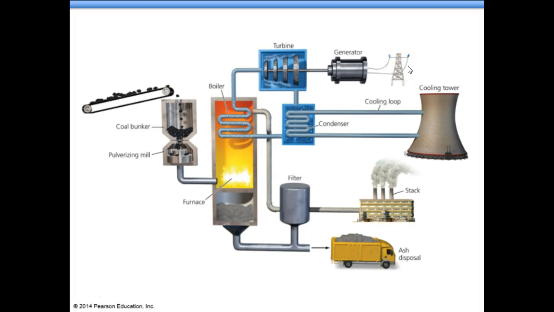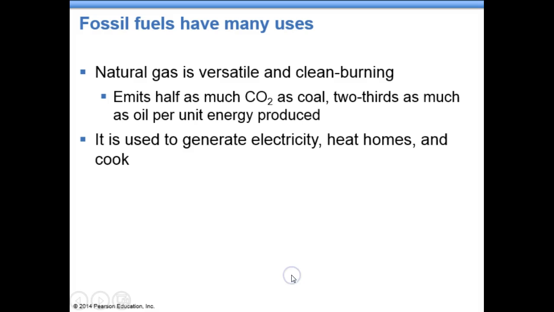our electricity. So now we also have to take this steam and condense it back into water and cool it down so that it can be pulled back in again and boiled. And we also have this filter system that is going to filter out any smoke, and that's what comes out of the smokestack, and then we dispose of our ashes. So this is the way that we use coal.